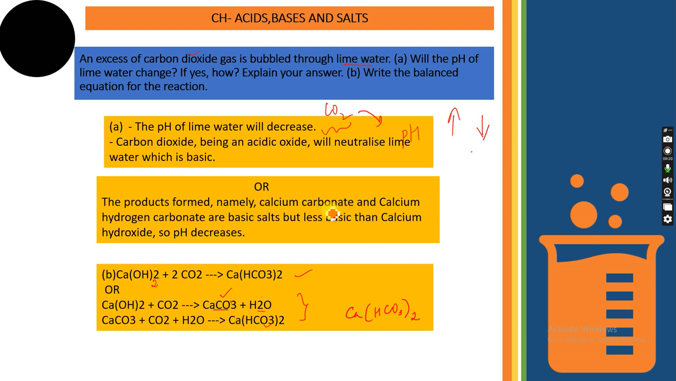Even when you are adding carbon dioxide there, what is happening? When lime water is mixed with carbon dioxide, calcium carbonate is formed and water is released. And when you keep it for a longer period of time, calcium bicarbonate forms. So whether it is calcium carbonate or calcium bicarbonate, both are basic. But the strength of that basic nature is less, so the pH will not increase, the pH will be decreasing.